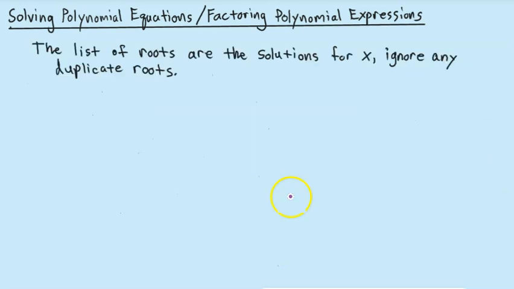Now, once you're done with all these steps, you will have gone through not necessarily all of your candidates, but you've gone through enough of them. Any candidates that are left over after this, you can ignore. But you now have a list of roots of this polynomial. And you also have a list of factors. And I'm going to tell you what to do with both of those lists.